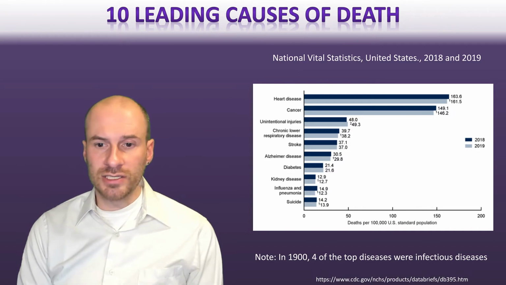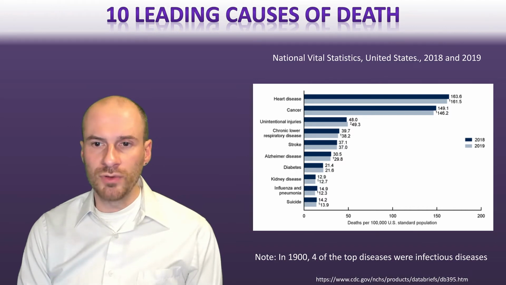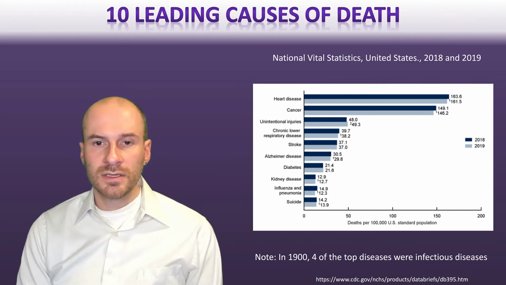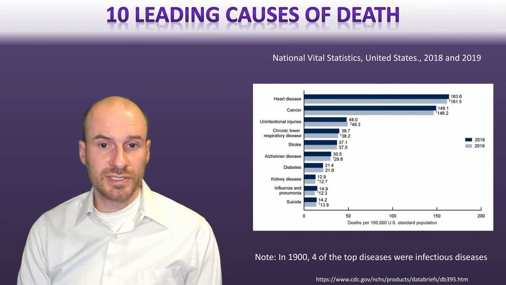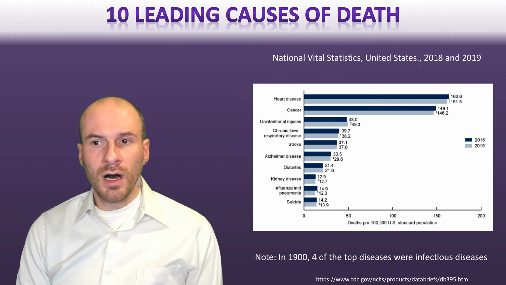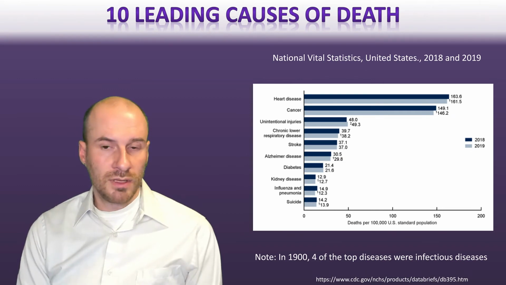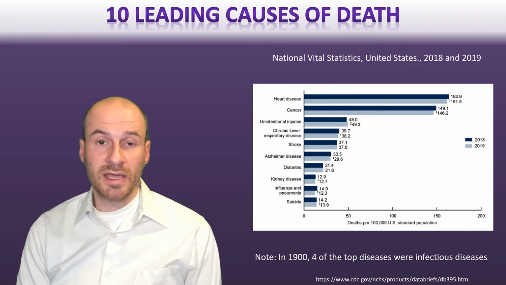Here are the top 10 leading causes of death in 2018 and 2019, the dark blue and light blue bars. The top 10 are heart disease, cancer, unintentional injuries, chronic lower respiratory disease, stroke, Alzheimer's disease, diabetes, kidney disease, influenza and pneumonia, and suicide. Those are the leading causes. Now, you'll note among those, heart disease and cancer make up a large portion of disease-based causes of death in our society.